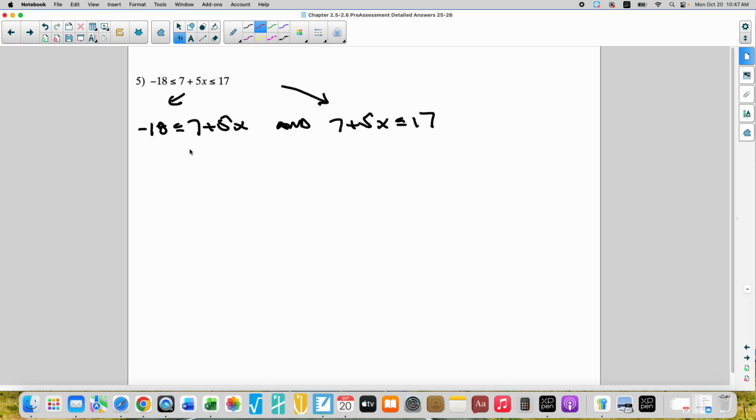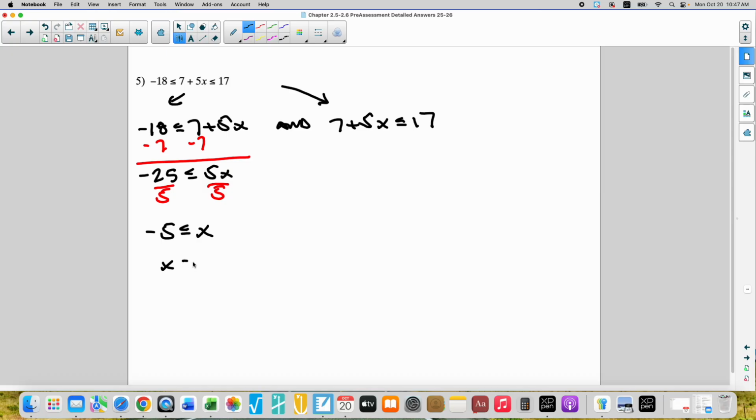So let's subtract 7. We get -25 is less than or equal to 5x. Divide by 5, divide by 5. And -5 is less than or equal to x.